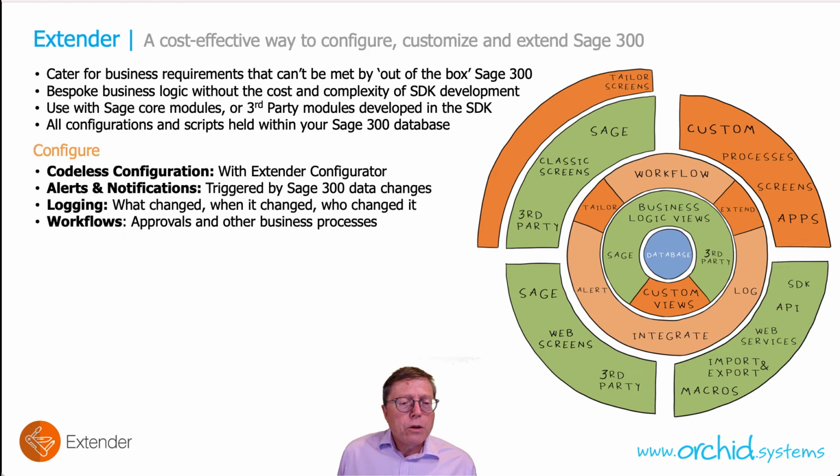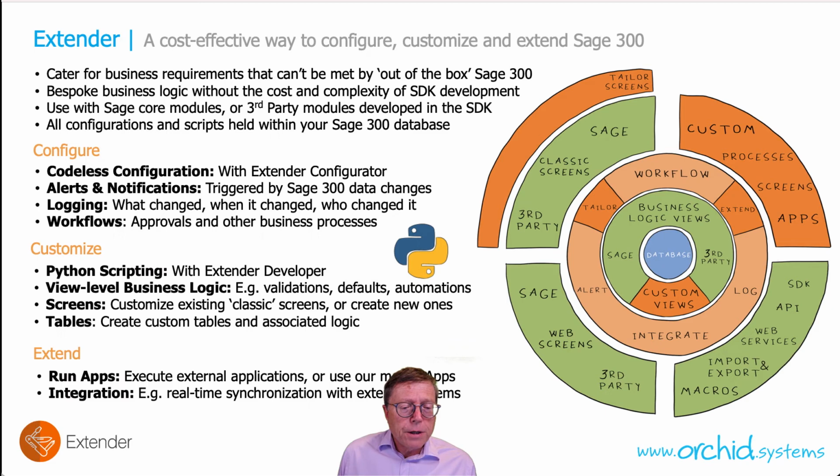So Extender lets you configure, customize, and extend Sage 300. You can do some configuration without any code using Extender Configurator. You can set up alerts and notifications. You can log changes to your Sage 300 for reporting purposes or for audit purposes. And you can create workflows to ensure that your business processes are running in accordance with the way you want them to run.